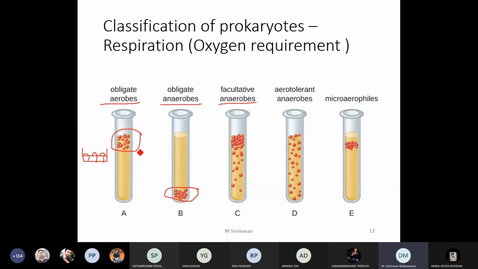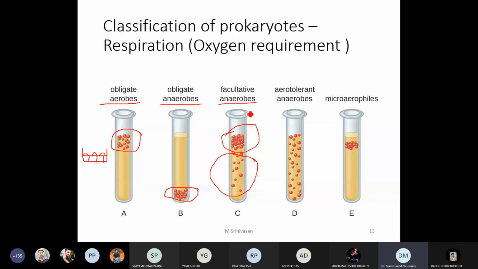Whereas in case of obligate aerobes, it requires oxygen. If oxygen is there, they will grow very well in this area. If oxygen is scarce, they will grow slowly in the oxygen absent region. But here the growth rate will be slower. Here the growth rate will be higher. But in this case, they will not grow in the absence of oxygen.